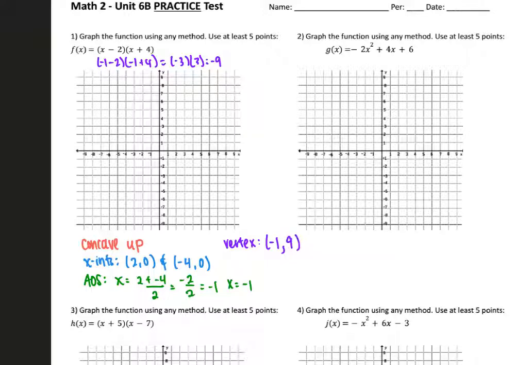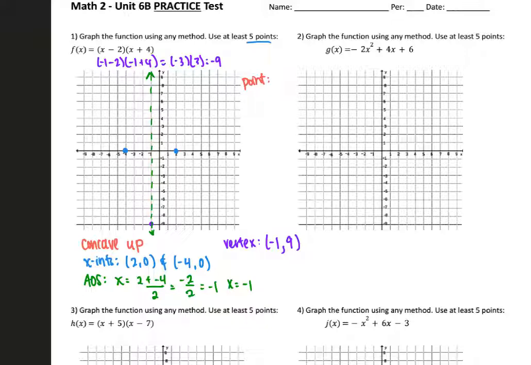Now that we have that, we're going to go ahead and plot all those things. The first thing I'm going to do is plot my vertex, so (-1, -9). I'm going to graph my axis of symmetry since that's going to be our line of reflection. I'm going to go ahead and plot my x-intercepts. So I have one at (2, 0) and (-4, 0). And since it says use at least 5 points, we need to pick one other point.